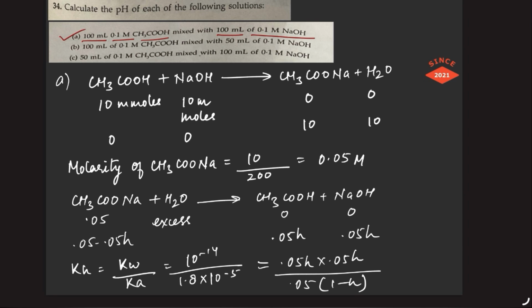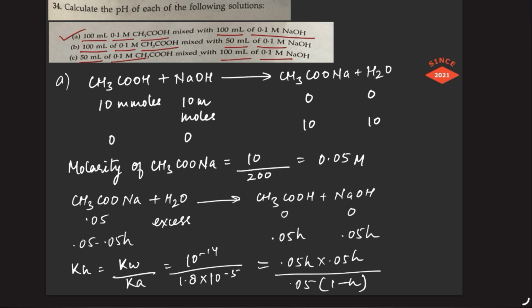Second type is again 100 milliliter of 0.1 M CH3COOH, but now volume of NaOH is 50 milliliter and molarity of NaOH is 0.1 M. Third type is volume of acetic acid is 50 milliliter, molarity is 0.1 M, and volume of NaOH is 100 milliliter of molarity 0.1 M. For all these three types of solution, pH has to be obtained.